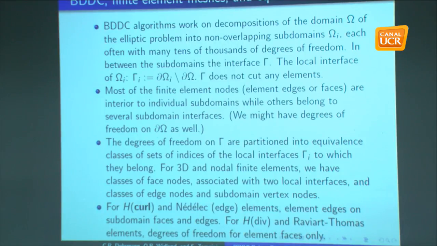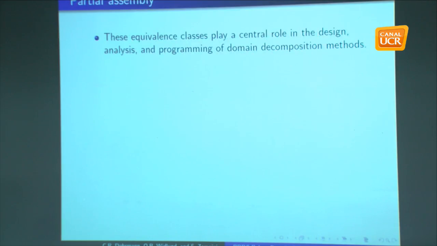So for H-curl, we have element edges, subdomain faces, and edges. And for H-div, we just have degrees of freedom on the element faces only. So that's, in some cases, the simplest case. These equivalence classes play a central role in the design, analysis and programming of domain decomposition methods. For example, when communicating between different subdomains, you need to know, for a certain node, to which other subdomains you should communicate.